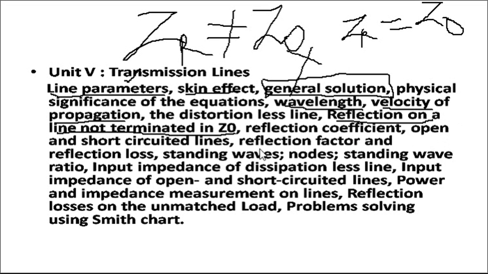Then open and short circuited line. Once again, what we are talking about: reflection factor and reflection loss. These are entirely theory. If you start counting from this: reflection on line not terminated in Z0, reflection coefficient, open circuited, short circuited line, reflection factor and reflection loss, these are all completely theoretical bits.